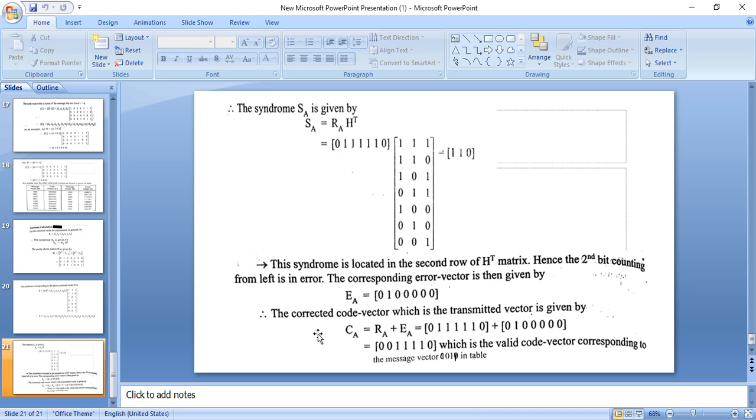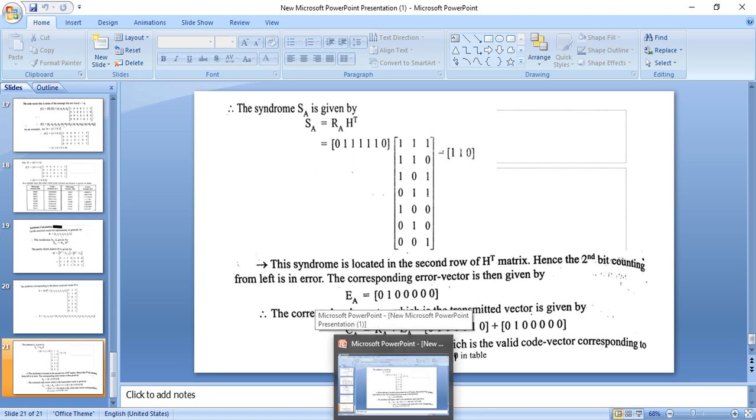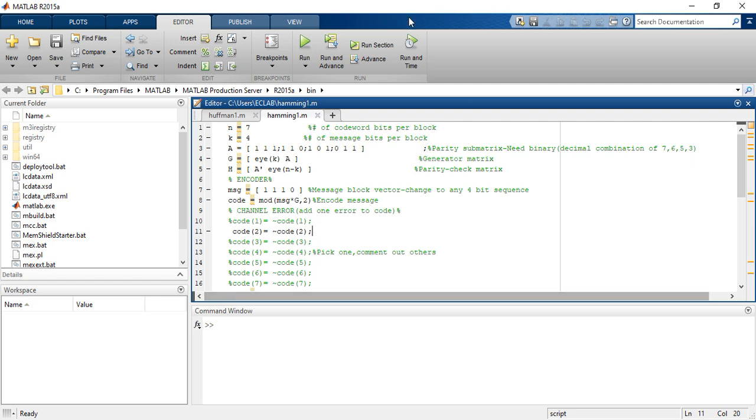So the corrected code vector, which is the transmitted vector, is given by R plus E. R is the received data, which should be added with the error vector so that the corrected value is obtained. This is the procedure we need to follow for executing the Hamming code. The same procedure we have written in the MATLAB code.